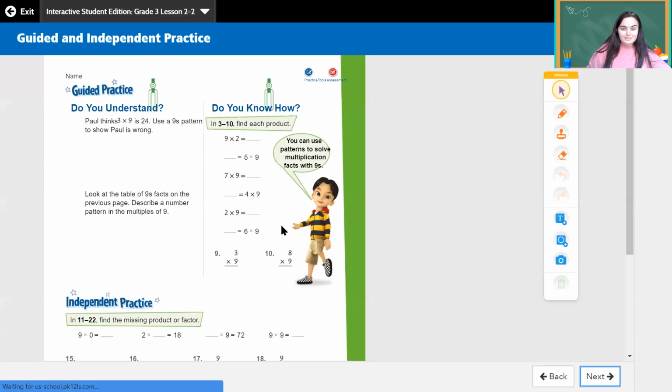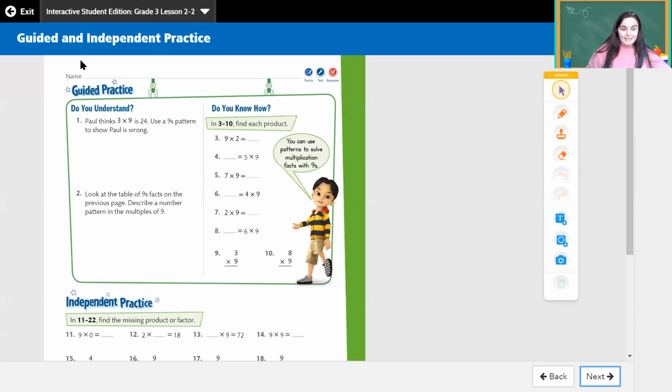Okay, so on your pages, which are page 47 and 48, for the guided practice, it says, Paul thinks 3 times 9 is 24. Use a 9's pattern to show that Paul is wrong. Okay, so I'll do this first one with you. If he says that 3 times 9 equals 24, we already know it's wrong because remember how I said those digits, when put together, would make 9? Well, 4 and 2 together only make 6. So something around here isn't quite right.